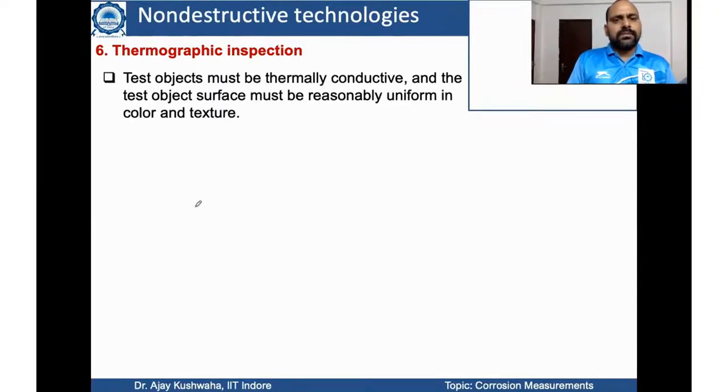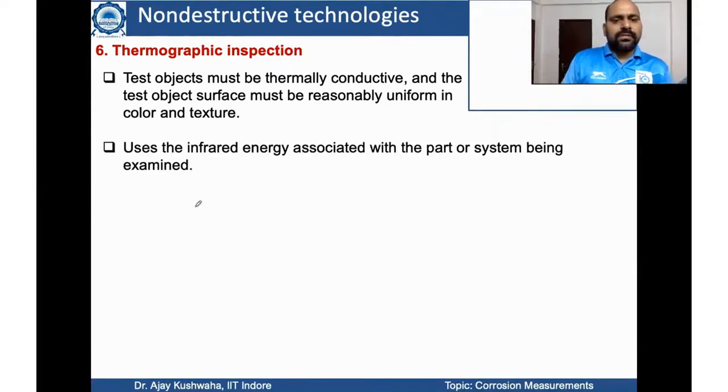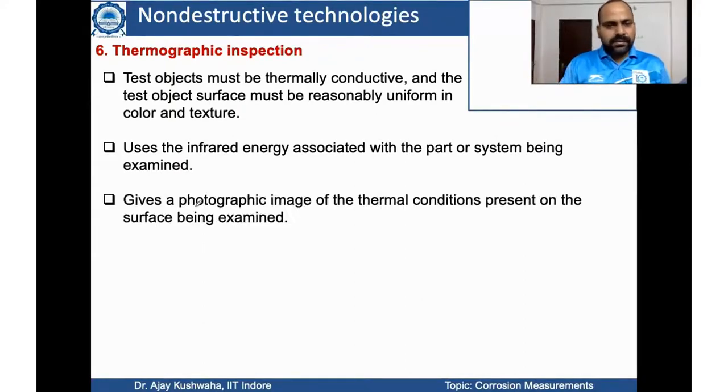So here the test object must be thermally conductive, and the test object surface must be reasonably uniform in color and texture. It uses the infrared energy associated with the part or system being examined, and you measure with an infrared detector based system whatever change is happening in the thermal propagation. This gives a photographic image of the thermal condition present on the surface being examined.